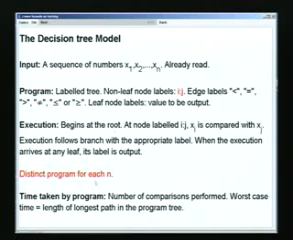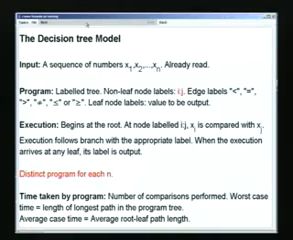To complete the description of the model, let me just mention that the time taken by the program is simply the number of comparisons performed for each instance. The worst case time is equal to the length of the longest path in the program tree, right? Because if in any execution you follow that path, that's the time you will end up spending.